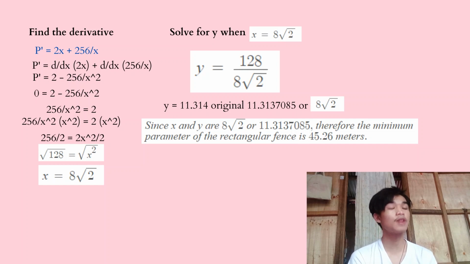Now we have our x and y, we can make our conclusion. Since x and y are 8 times the square root of 2, or 11.3137085, therefore the minimum perimeter of the rectangular fence is 45.26 meters.